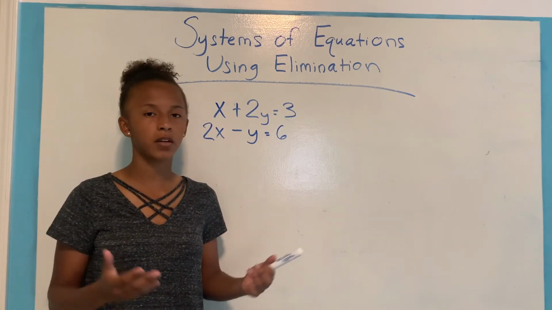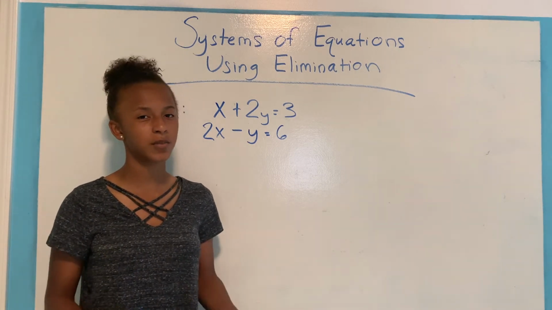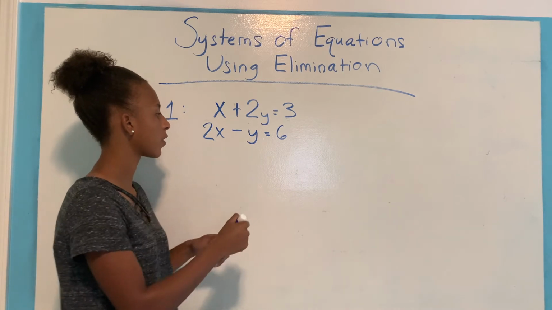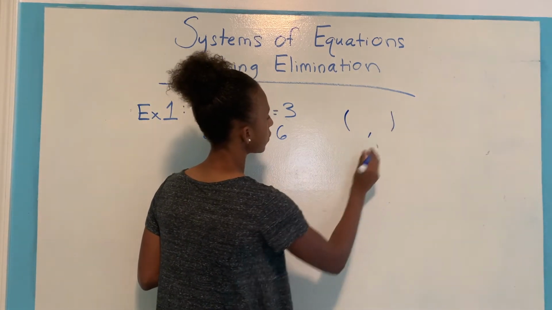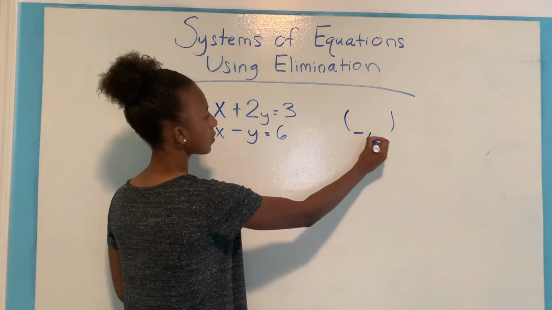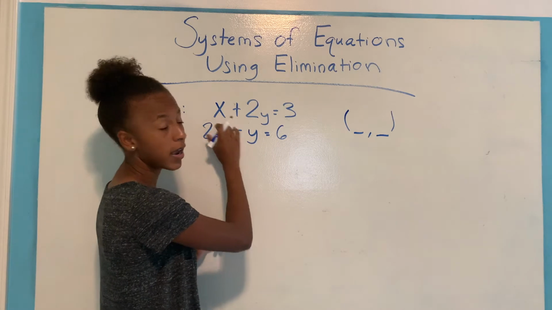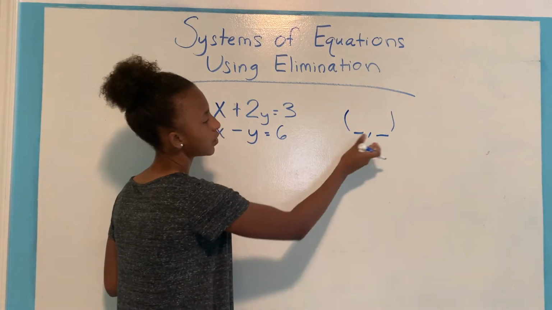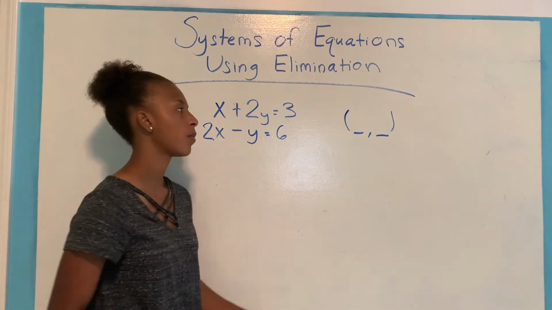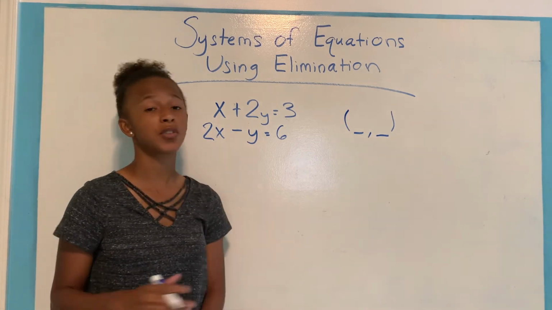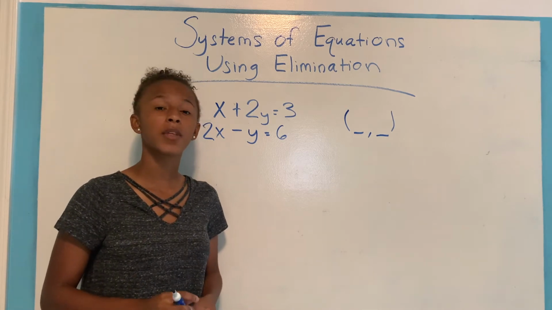Just remember that an ordered pair is an x coordinate and a y coordinate. So if I were to solve for x, and this were my ordered pair, this is the x coordinate and this is the y coordinate. The answer that you get for x would go right here, and the answer that you get for y would go right here. Once I finish solving this problem, I'll bubble it in here, just so that you can see how it would look and maybe the answer choices that they give you.